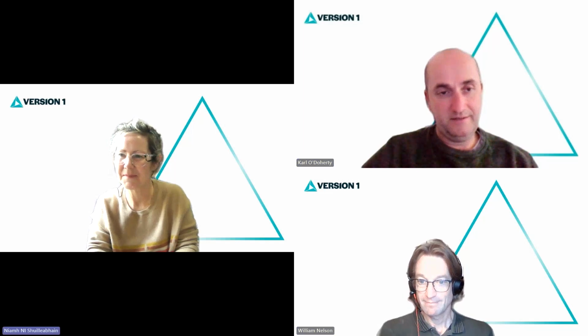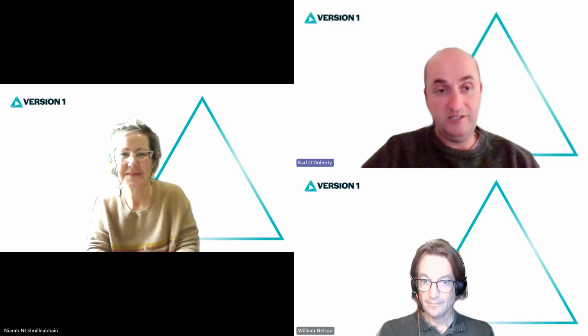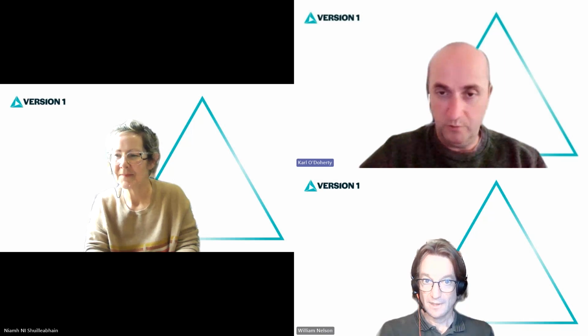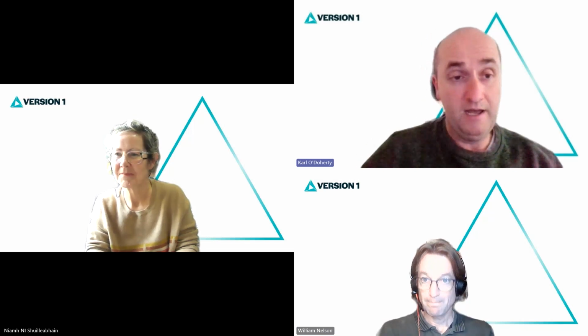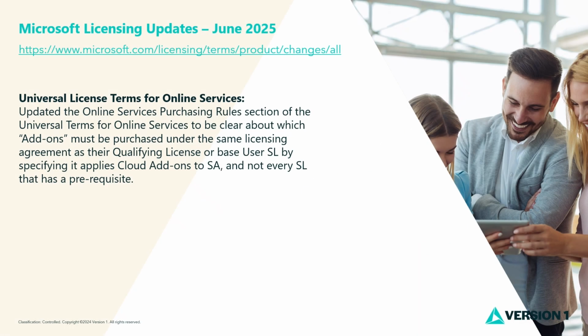Good, thank you. Right. So Microsoft's financial year end is June, and as you can guess, the number of updates this month is relatively light. So I'll kick things off. I had a look at the universal terms and also some glossary updates. So within the universal license terms, what's changed for 2025?